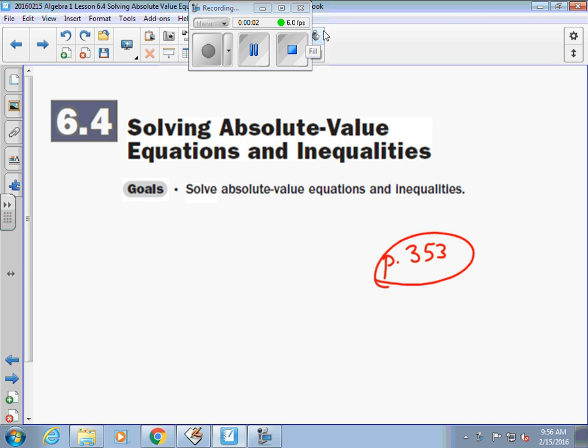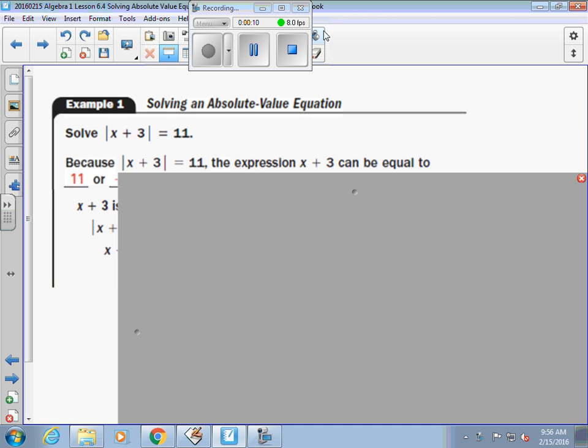This is Algebra 1, Lesson 6.4, Solving Absolute Value Equations and Inequalities. Those are our goals today, to solve both of those, beginning on page 353 in your textbook. Example number 1 says solve, you read this as the absolute value of x plus 3 is equal to 11.